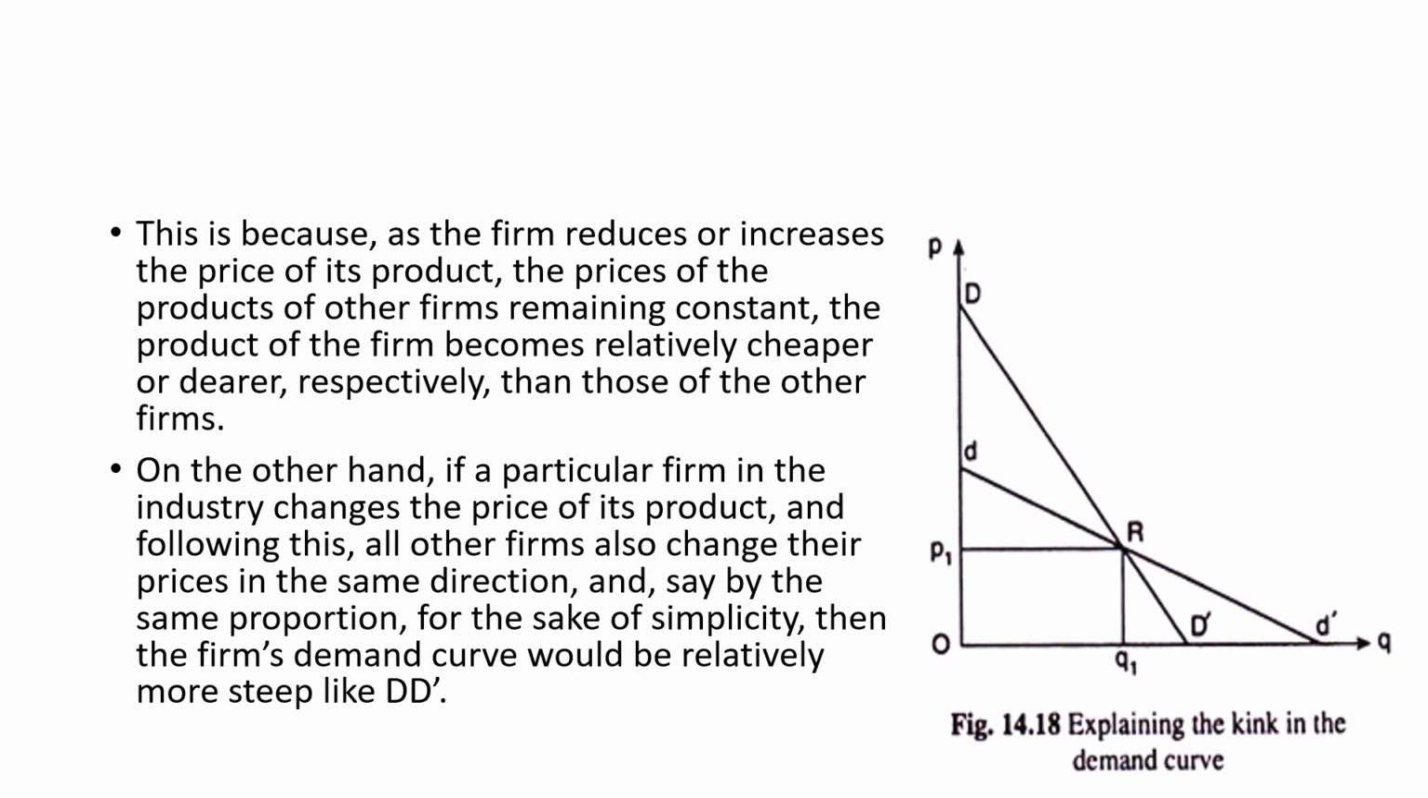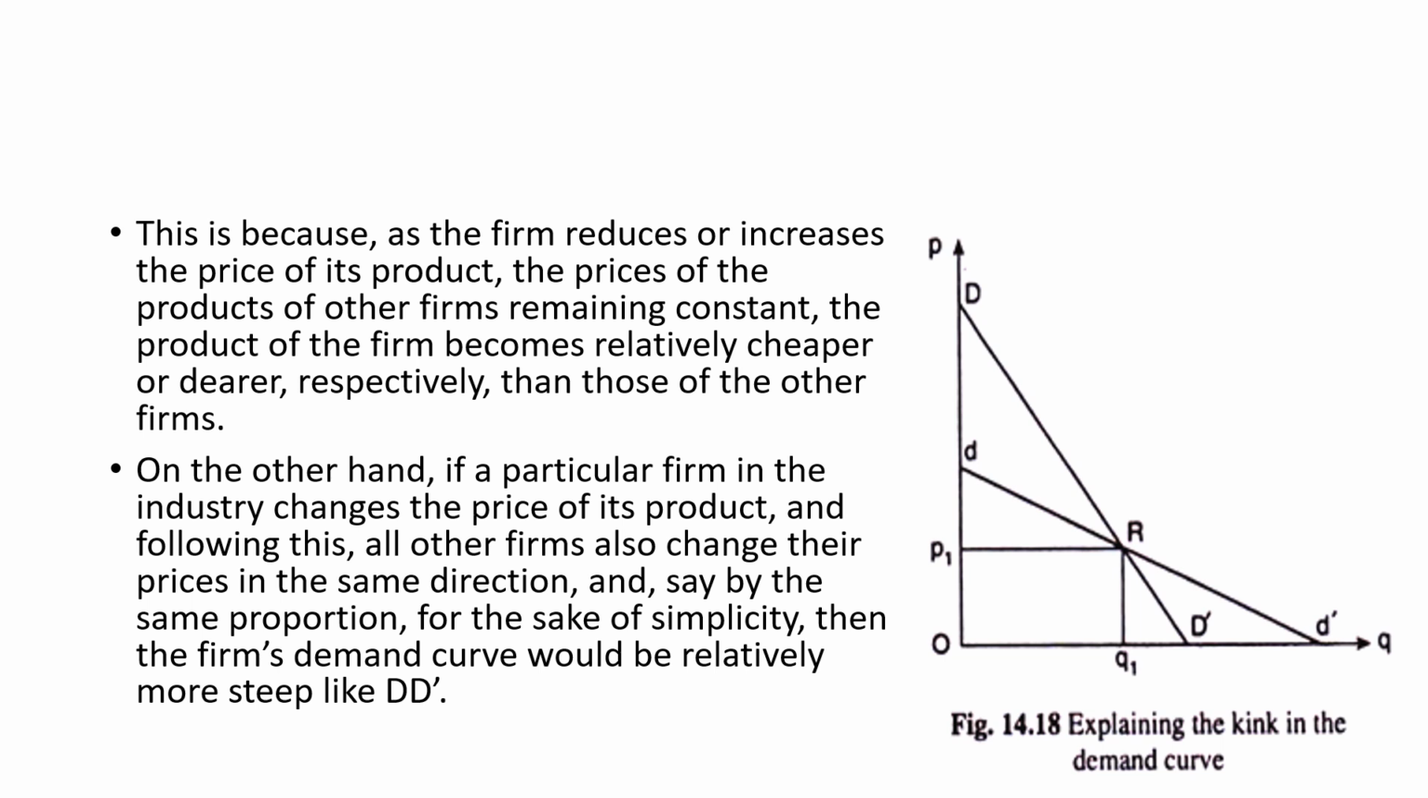Now coming to the next case, the case of capital DD, we will discuss that, but before that, let's understand why small letter dd is in this form. This is mainly because when the firm reduces or increases the price of its product, we assume that the prices of the other firms are constant, so that the product of the firm in question becomes relatively cheaper or dearer respectively, compared to the products of the other firms. This is the main reason for the relatively flatter demand curve.